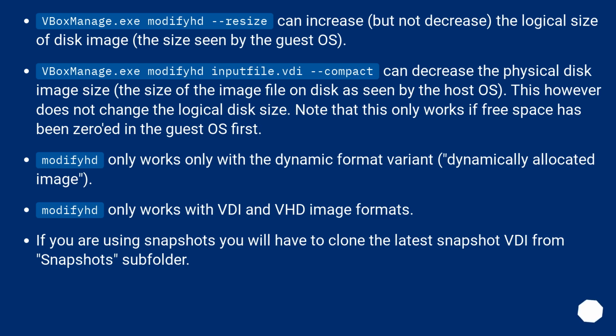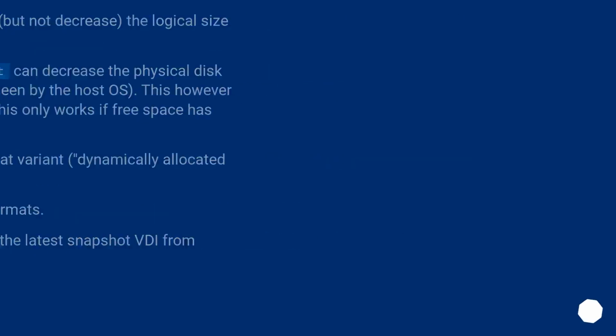Note that this only works if free space has been zeroed in the guest OS first. Modifyhd --compact only works with the dynamic format variant, dynamically allocated images. Modifyhd only works with VDI and VHD image formats. If you are using snapshots, you will have to clone the latest snapshot VDI from the snapshot subfolder. For details, see section 8.23, VBoxManage modifyhd in the manual.